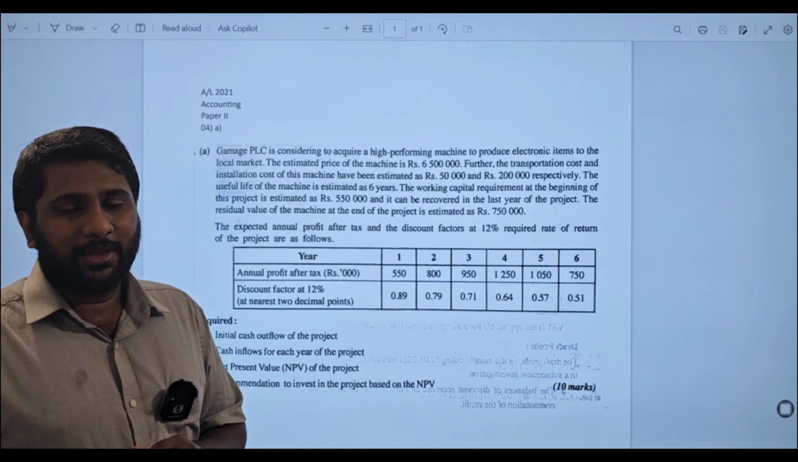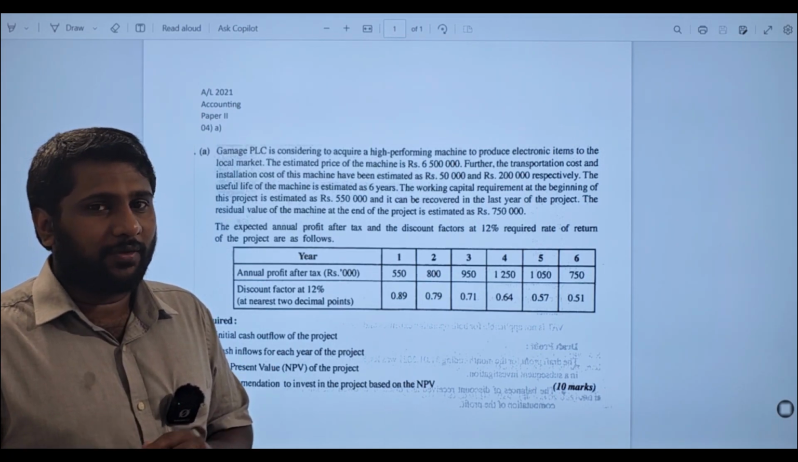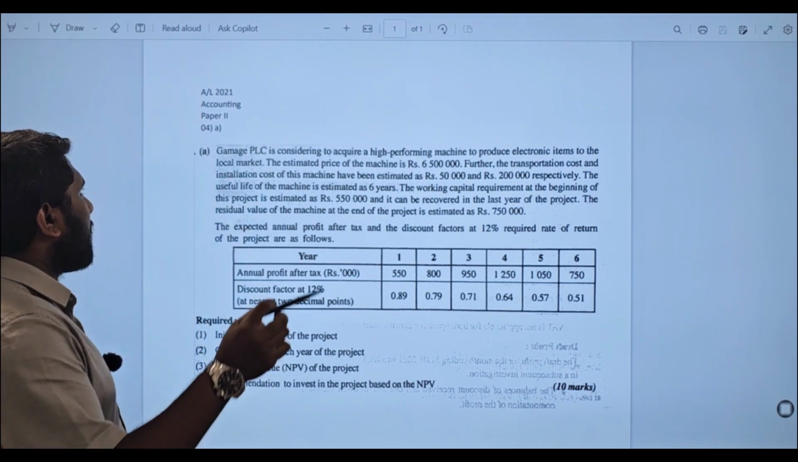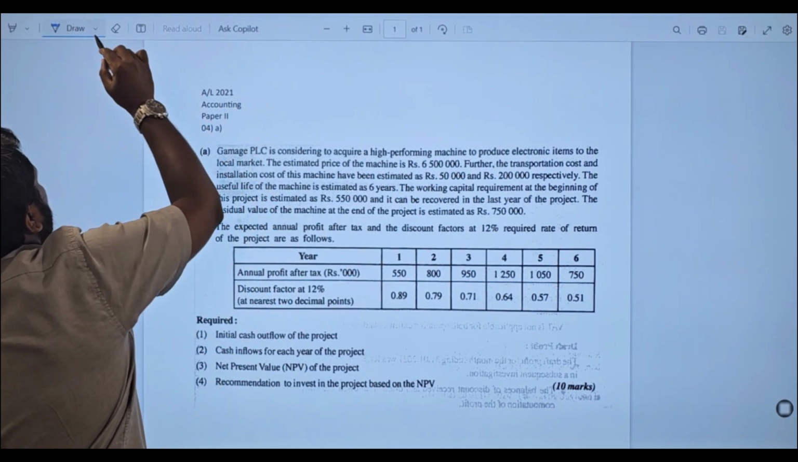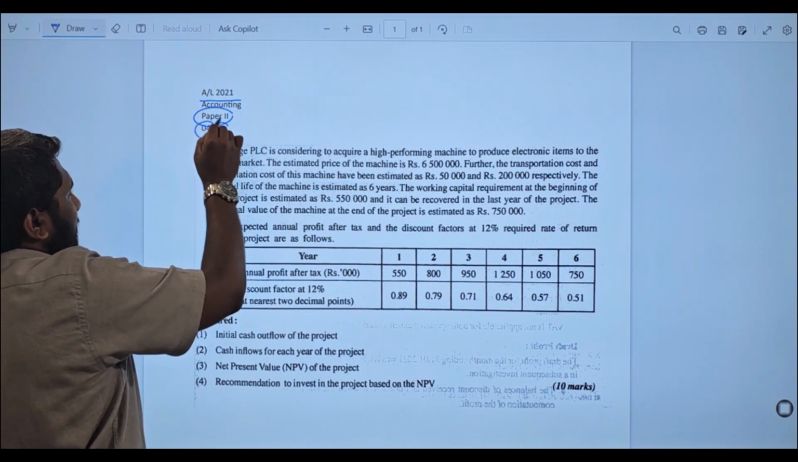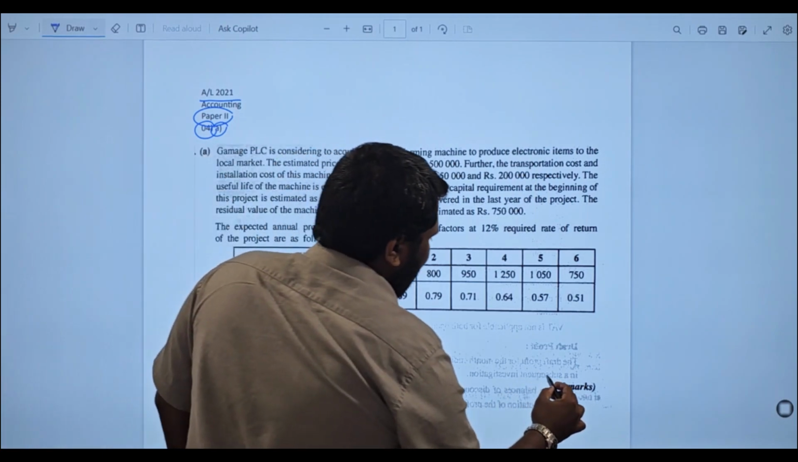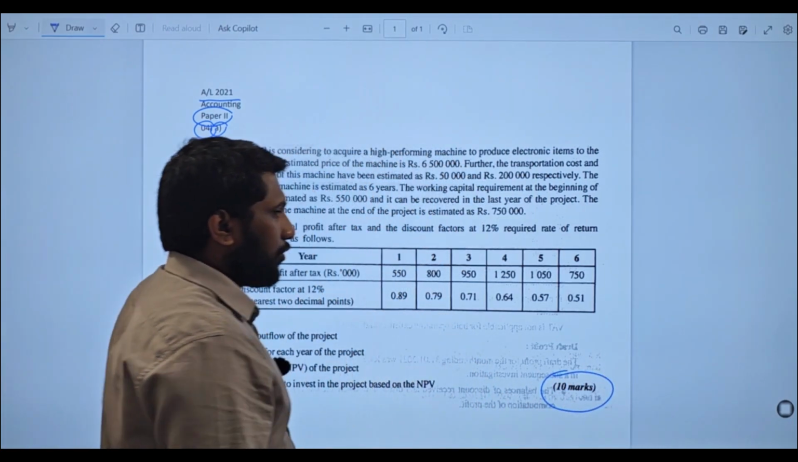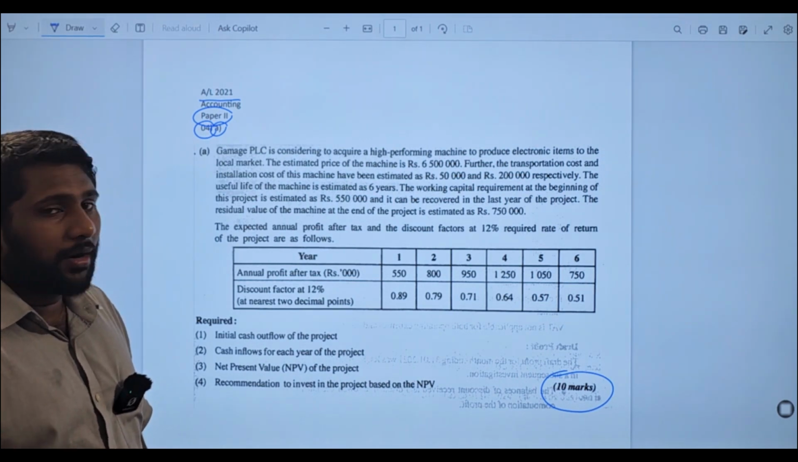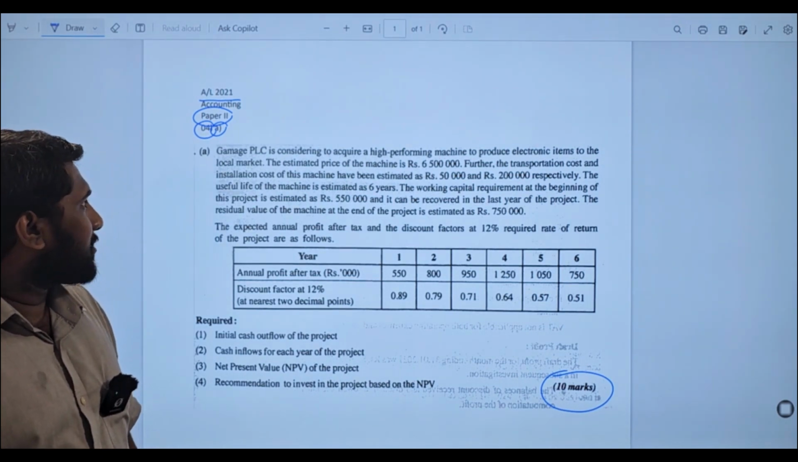Hi everyone, today we are going to discuss a question from the area NPV in the A-level accounting paper. So today we are going to do the 2021 paper 2 question number 4 part A. You have 10 marks for this particular question. Normally NPV is a calculation that you get in all the papers. So let's start the question.